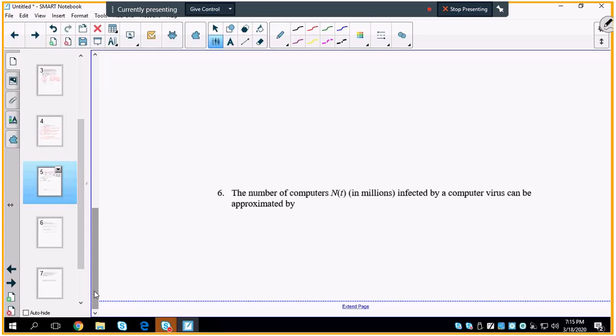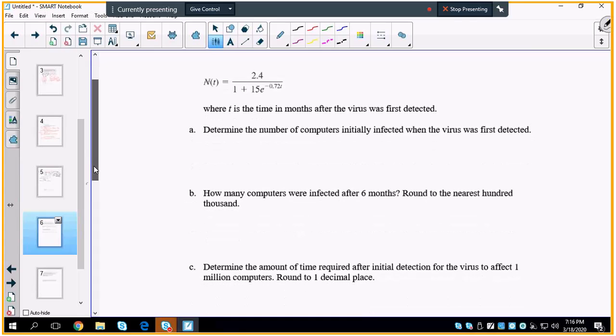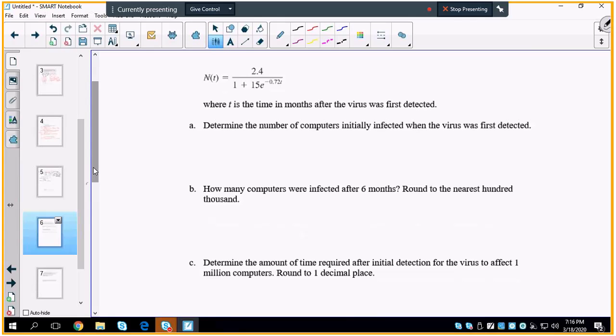The number of computers N(t), in millions, affected by a computer virus can be approximated by the formula N(t) = 2.4 over 1 plus 15 times e to the power negative 0.72t, where t is the time in months after the virus was first detected. Determine the number of computers initially affected when the virus was first detected.